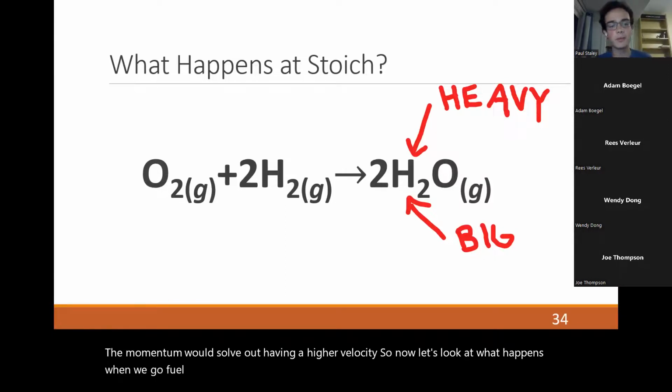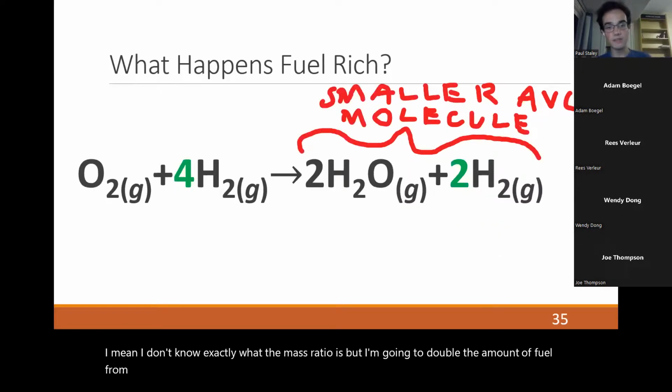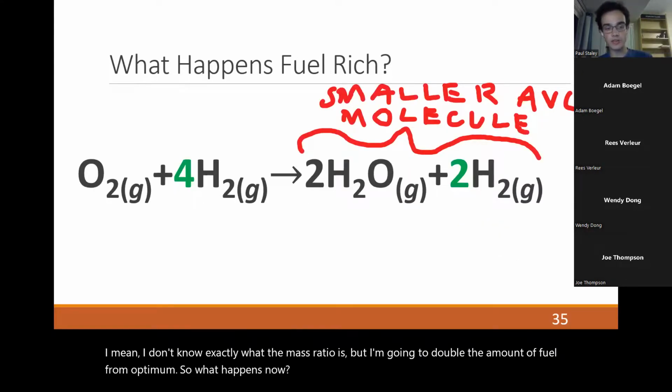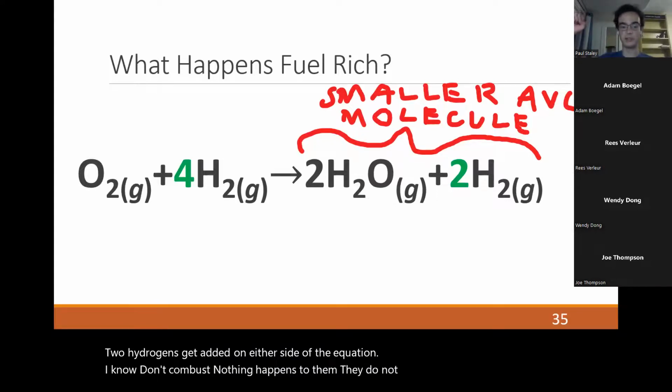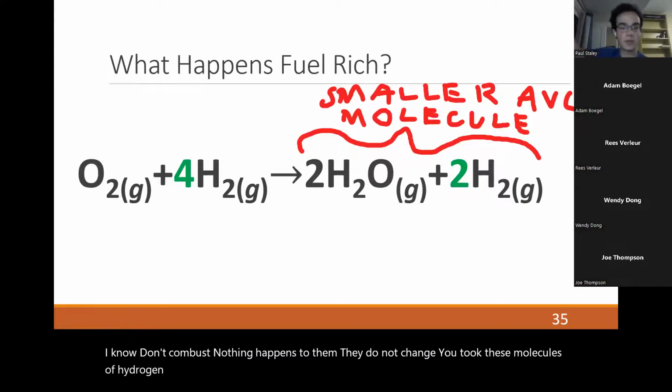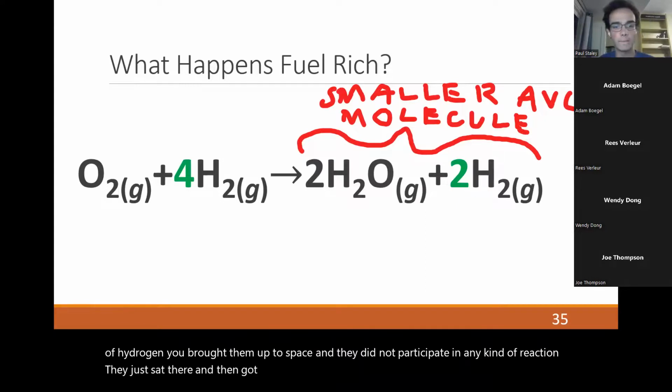What I'm going to do here is double the amount of fuel. I don't know exactly what the mass ratio is, but I'm going to double the amount of fuel from optimum. So what happens now? 2 hydrogens get added on either side of the equation. And those don't combust. Nothing happens to them. They do not change. You took these molecules of hydrogen, you brought them up to space, and they did not participate in any kind of reaction. They just sat there and then got shot out of the end of the rocket.